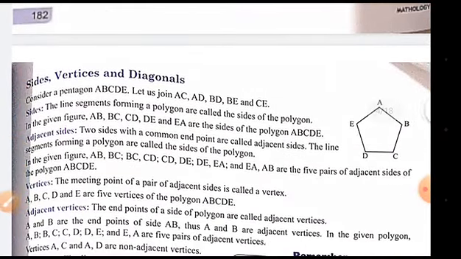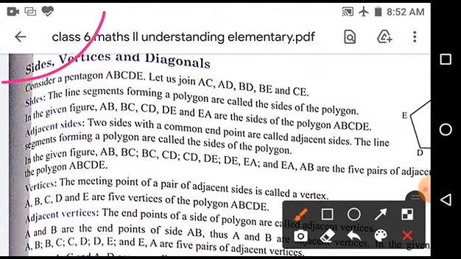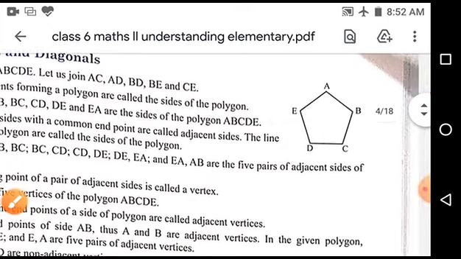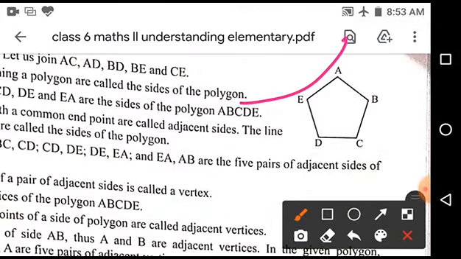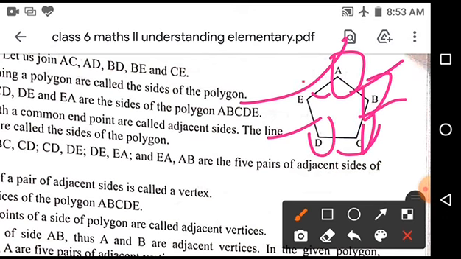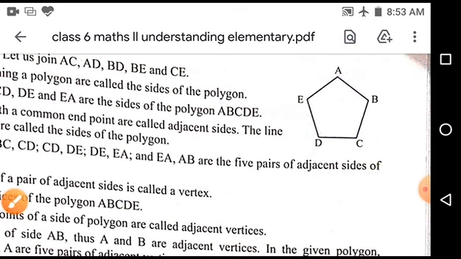Now students, we will discuss vertices, sides and diagonals of a polygon. So see in the example, see here, this is an example of pentagon because it contains 5 sides. This, this, this, this and this. So here the total sides are 5. That means it is an example of pentagon, and this is an example of regular pentagon. So in the case of vertices, all the points A, B, C, D, E are called vertices of a pentagon. Clear?